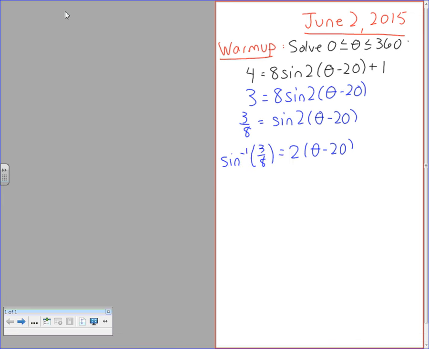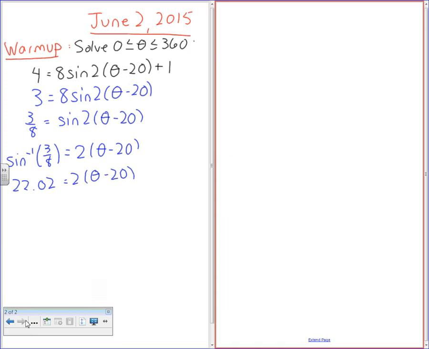So back to this here then. Can somebody please use the power of their calculator and tell me what sine inverse of 3 over 8 is, please? Yeah, go ahead. 22.02. Someone can confirm that for me, I hope? Okay, I'm going to go to a second board right now. Can somebody tell me why I went to the second board? Yeah, go ahead, Alana. Because you're going to do 180 minus 22.02. Very good.